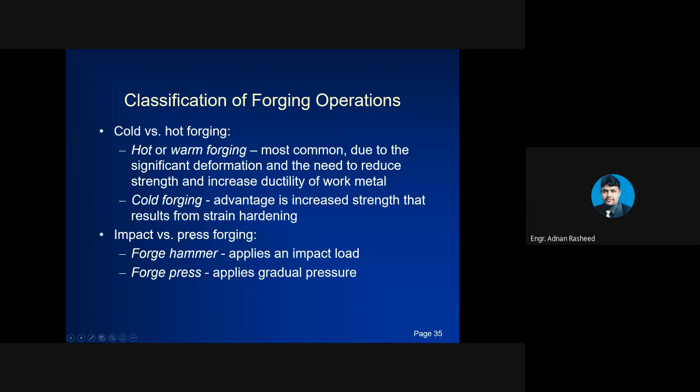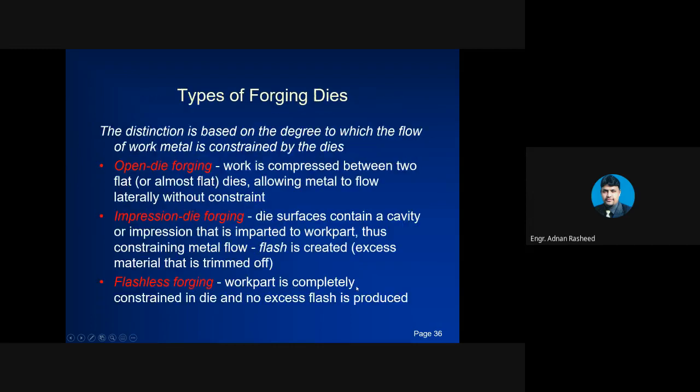Now, impact versus press forging. We have forge hammers and we have forge presses. Forge hammers apply an impact load, just like a hammer. You have to press the dies by applying an impact load. While in a forge press, you have to apply the pressure gradually. Then you will see in the next slides the types of forging.